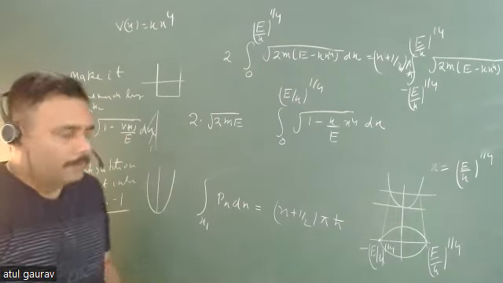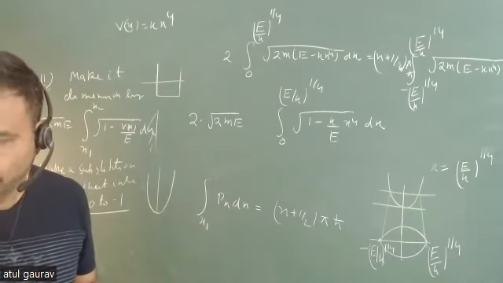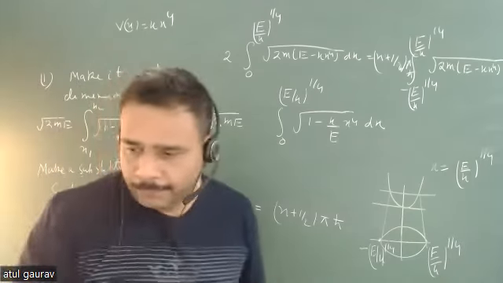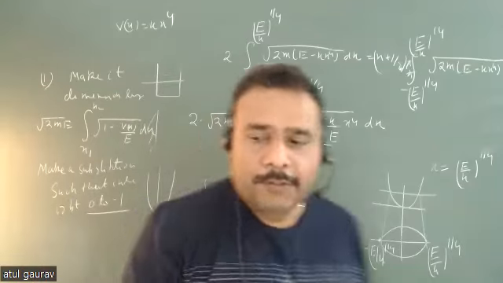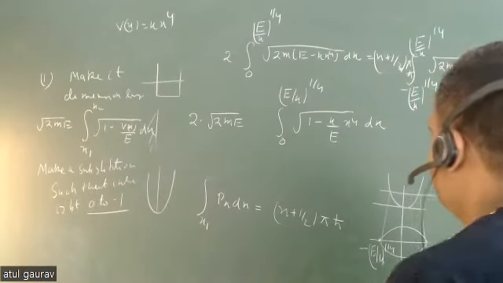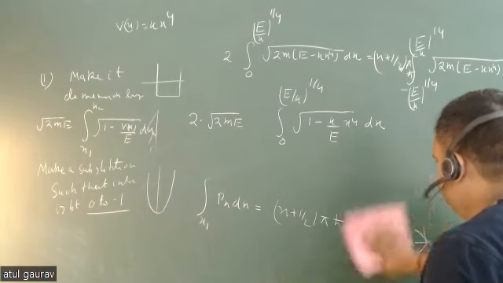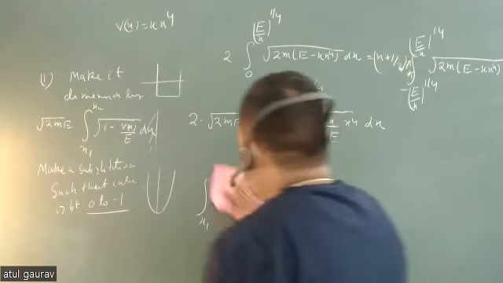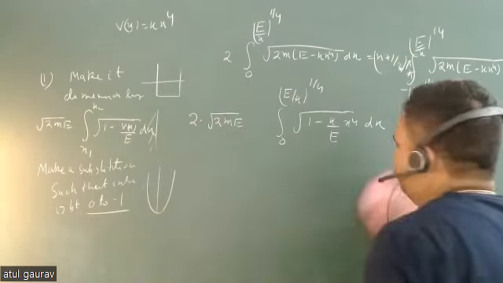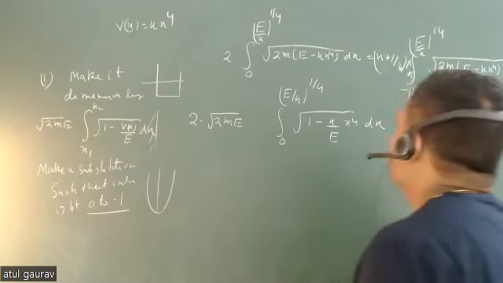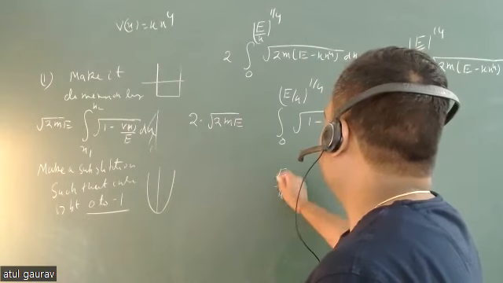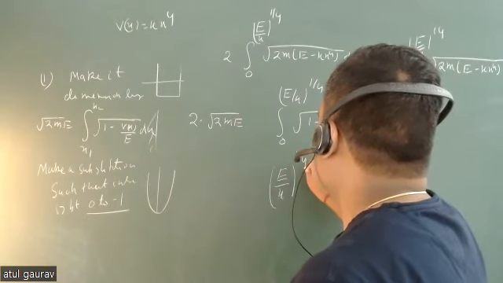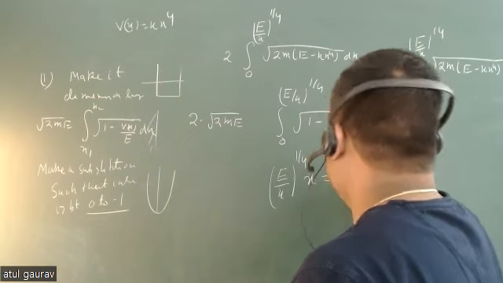What will you substitute? Anyone? Tell me, what is your substitution? I have already taught everything, isn't it? But still you are not telling. The substitution is all about (k upon E) to the power 1 by 4 into x is equal to t.